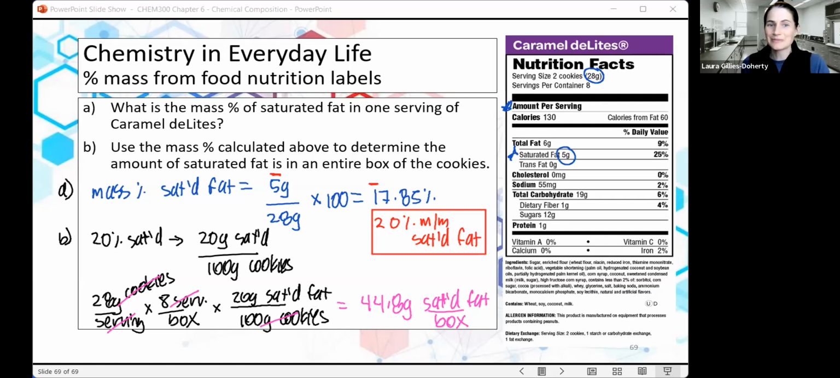So try this out at home. It's just a kind of a fun way to learn a little bit about your food and what you're eating every day, and get some practice with these mass percent conversions.